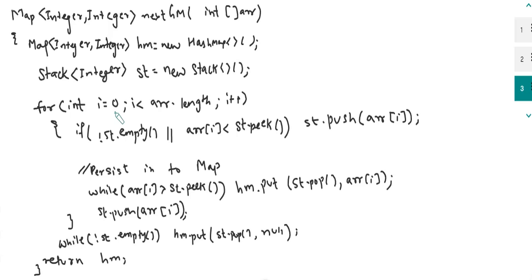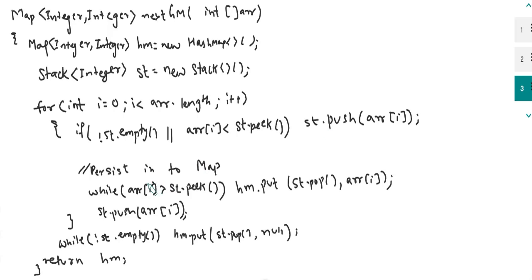We are running the loop from 0 to the array length and we are checking if the stack is empty or the ith element in the array is less than the peek element of the stack. We are going to push that element into the stack, because we are not going to find the next greater element. That's why we are just pushing directly to the stack.